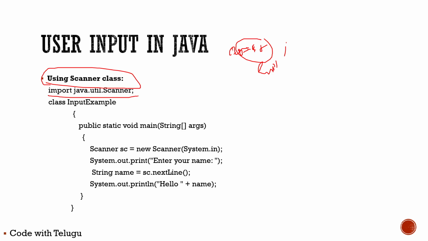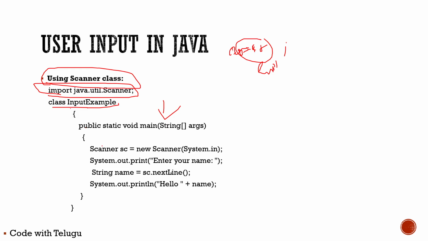First, import the Scanner class from Java. So we can use import java.util.Scanner. Now we have to take one example class, InputExample, public static void main. This is the main entry point, already we discussed.